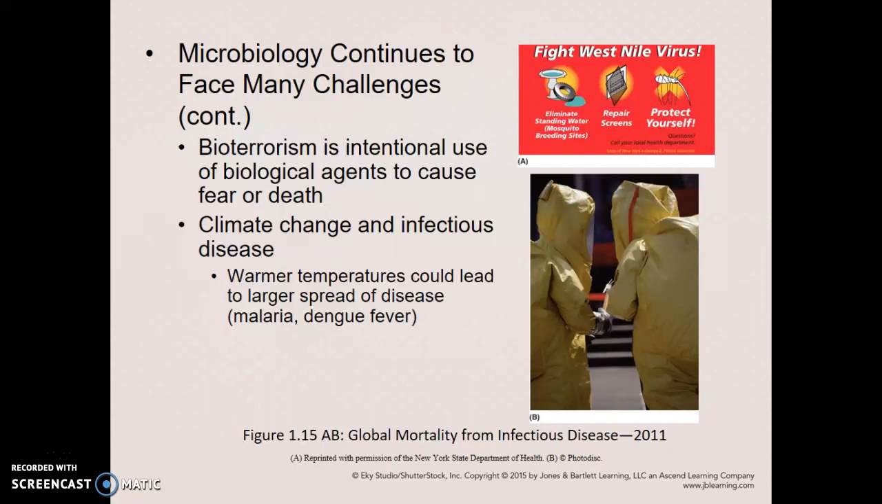So as the temperatures are warming, we're struggling to keep diseases down. Certain diseases are spread by bacteria or by insects, and with higher temperatures, we have more insects.